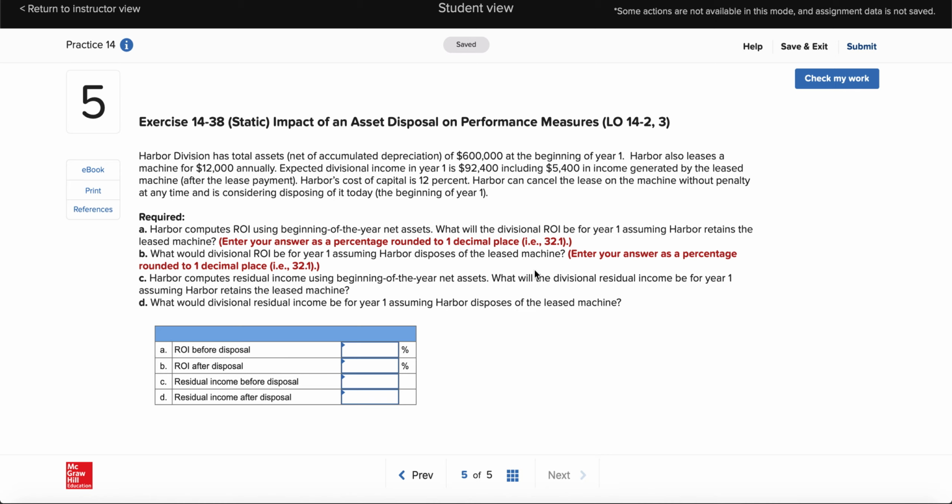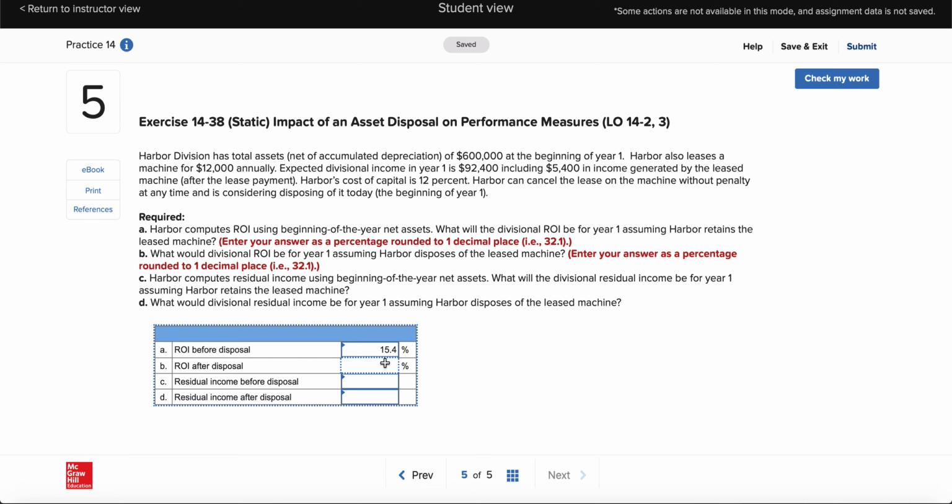So what we're doing here is calculating the return on investment before we dispose of this, the return on investment after we dispose of it, and then the residual income in the before and after scenarios as well. The first thing we want to look at here is our return on investment before we dispose of it. We're looking at income of $92,400 divided by the $600,000 in total assets. This gives us 15.4%.